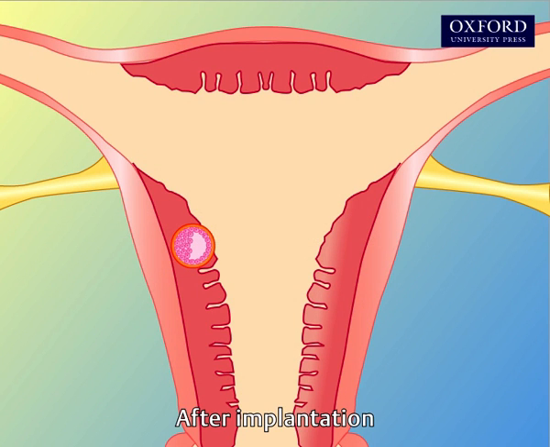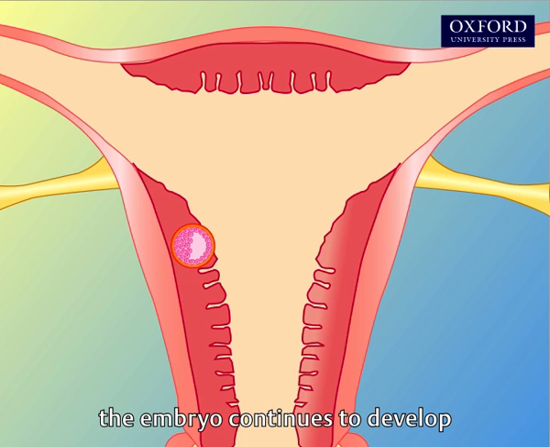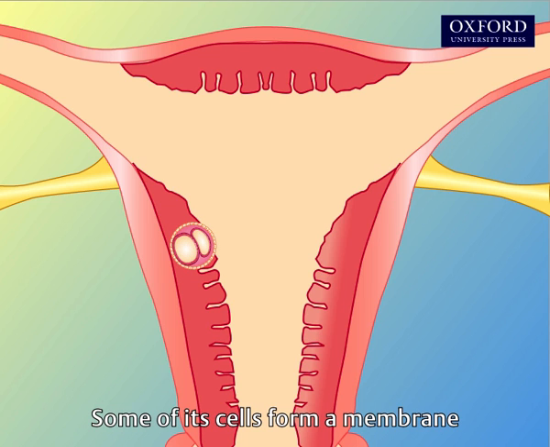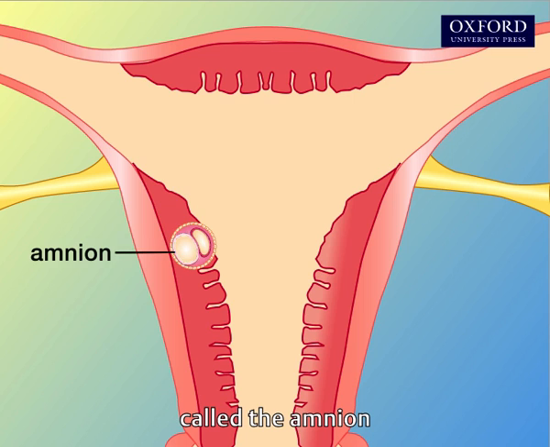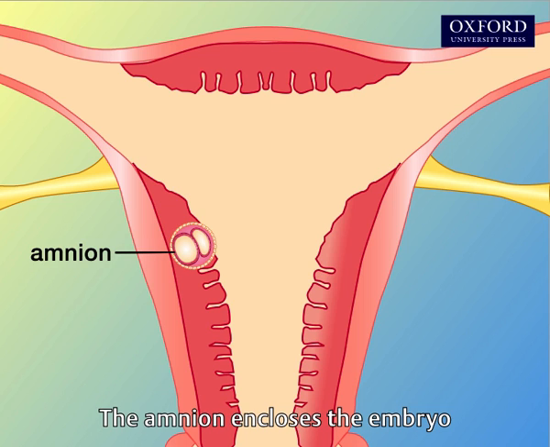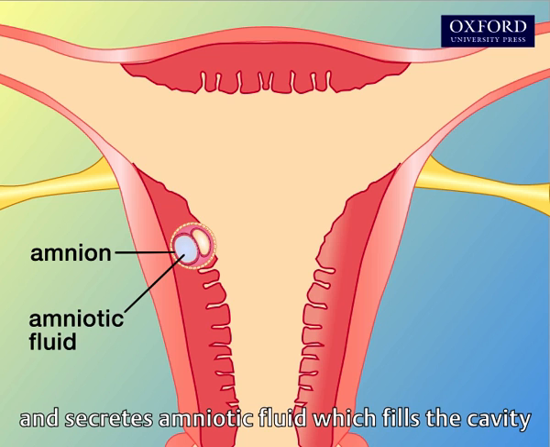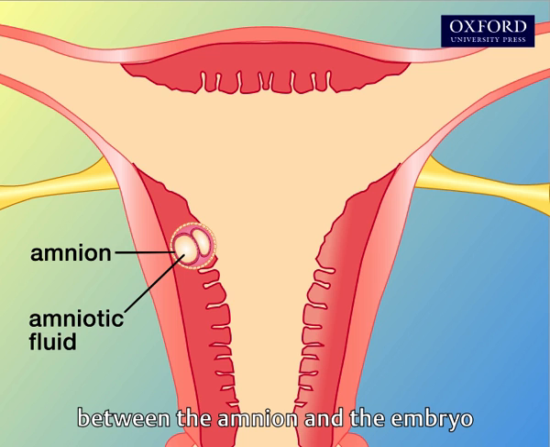After implantation, the embryo continues to develop. Some of its cells form a membrane called the amnion. The amnion encloses the embryo and secretes amniotic fluid, which fills the cavity between the amnion and the embryo.